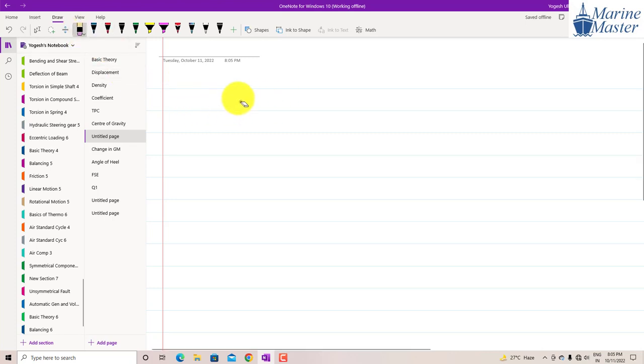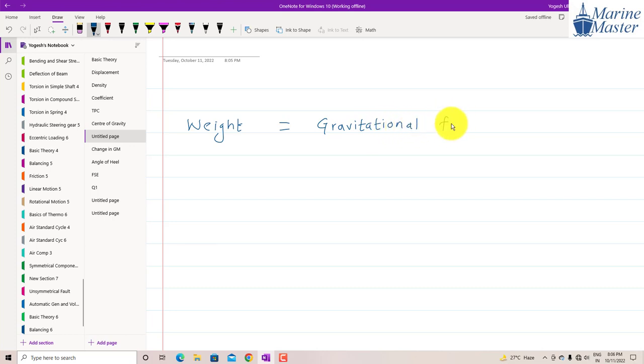Basically, what does weight of an object mean? The basic meaning of weight is gravitational force. I am talking in scientific terms, guys. Weight means gravitational force.